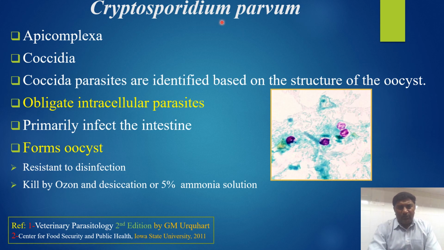Cryptosporidium parvum is an Apicomplexan and a coccidian, and coccidia parasites are identified based on the structure of the oocyst. It is an obligate intracellular parasite, primarily infecting the intestine. It forms oocysts that are resistant to disinfection, and are killed only by ozone, desiccation, or 5% ammonia solution. You can see in the slide the purple-red stain color, where you can observe Cryptosporidium parvum.